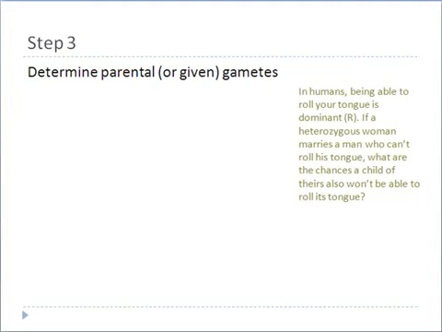Now, step 3, we have to figure out what kind of gametes each of these parents can make. And we said the female, again, was a heterozygote.